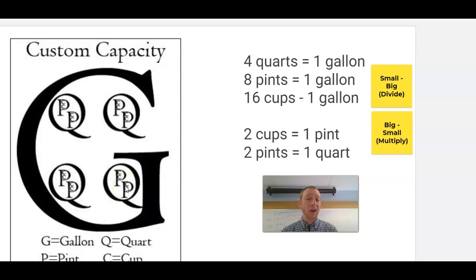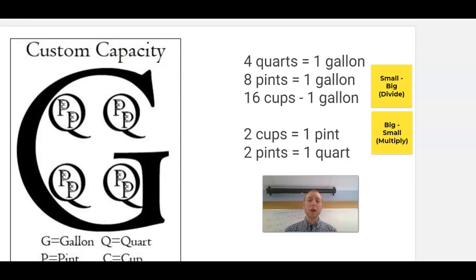How many cups are in a pint? Well, there's 1, 2 cups in a pint. And how many cups are in a quart? Well, 1, 2, 3, 4. There's 4 cups in a quart. Let's see. If there's 4 cups in a quart and there's 4 quarts in a gallon, how many cups are in a gallon? 4, 8, 12, 16, or 4 times 4, right? So there's 16 cups in a gallon. So we can figure all this out from this diagram we have. So I'll share that in the stream and you guys can take a look at it.